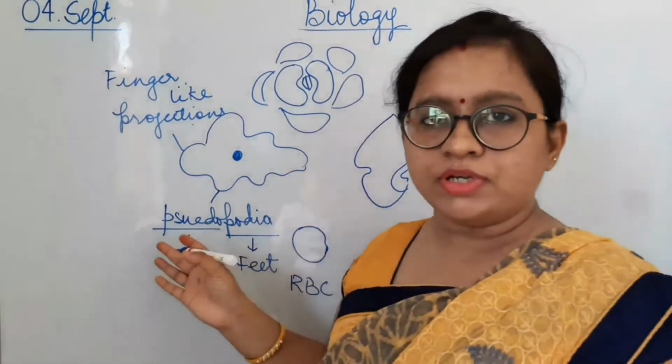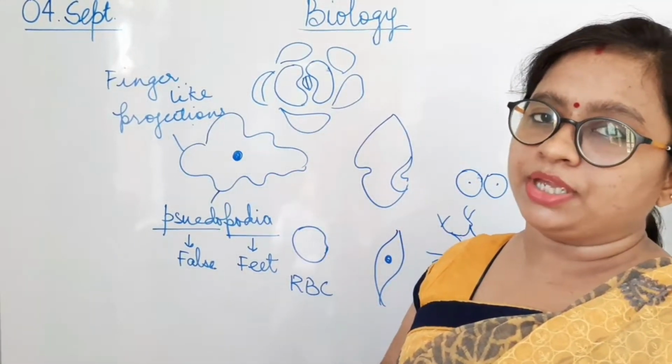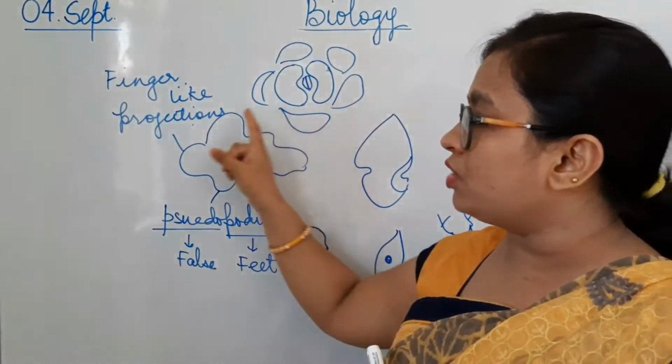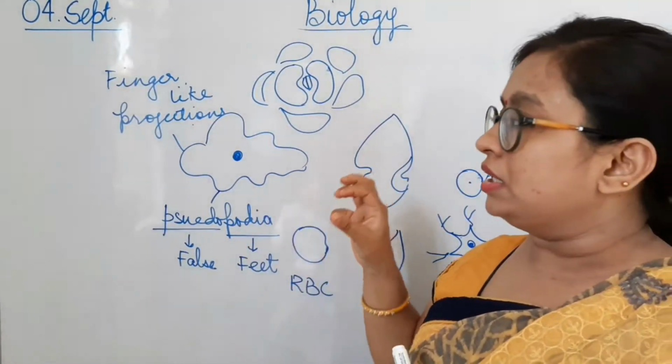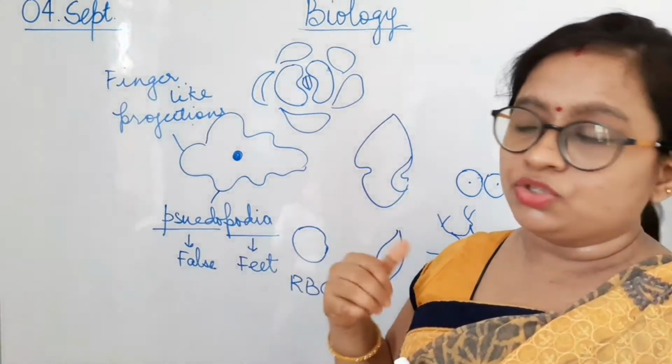So it does not have proper feet, but these finger-like projections are actually helping it as feet. It means it is helping in the movement. So the irregular shape the amoeba has is helping it to move from one place to another, plus to take up food from any source.